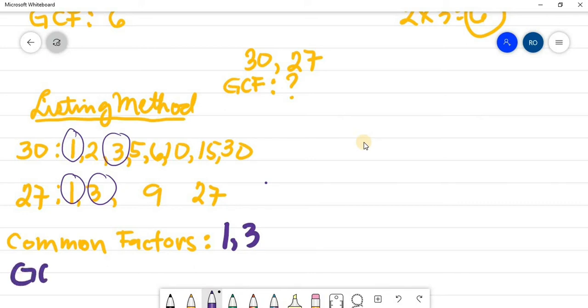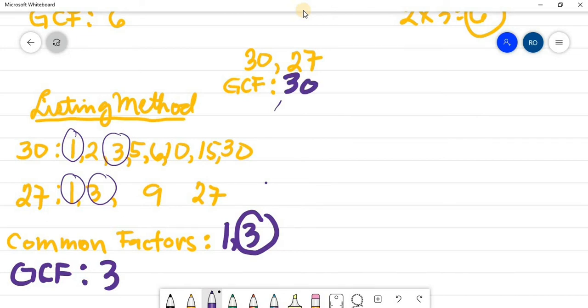So obviously, the greatest common factor of 30 and 27 is 3, or the biggest common factor is 3. So the GCF of 30 and 27 is 3.